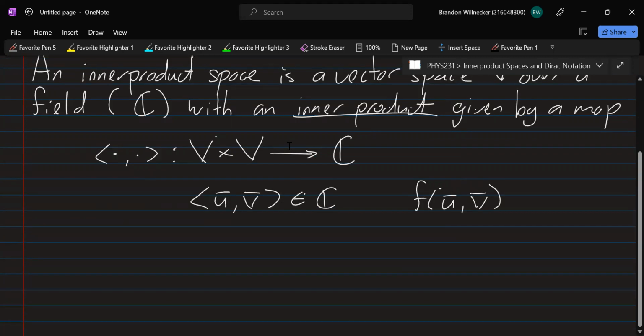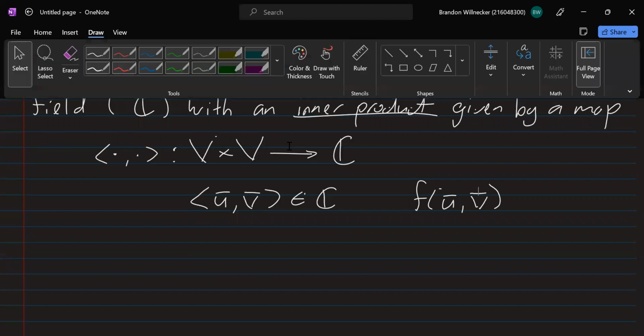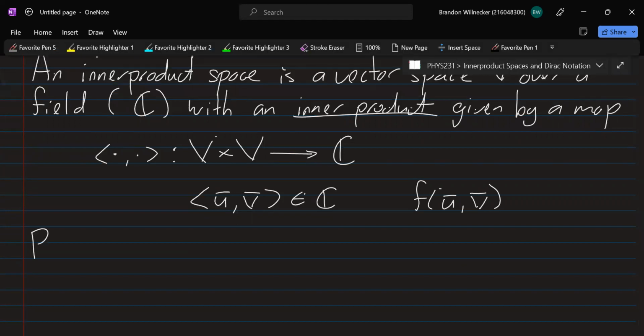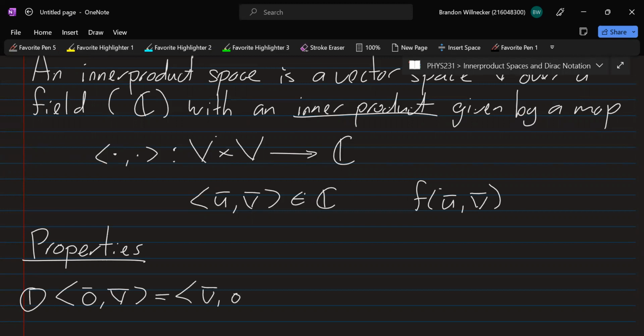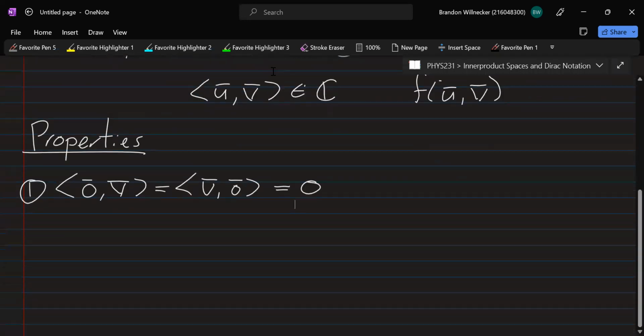So let's look at some of the properties of this inner product. Number one, if we have the inner product with the zero vector, then we can swap them around, and this must give zero. That's just one of the properties that this inner product must have.